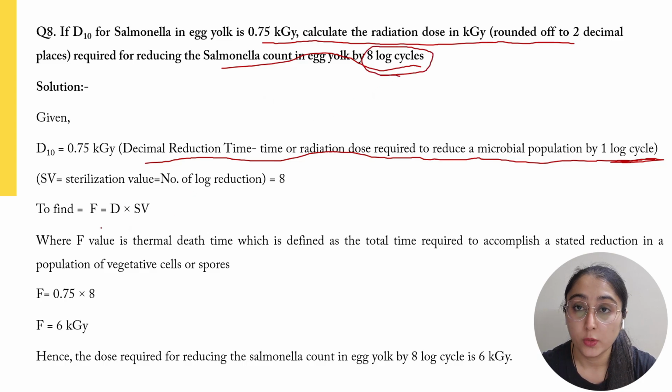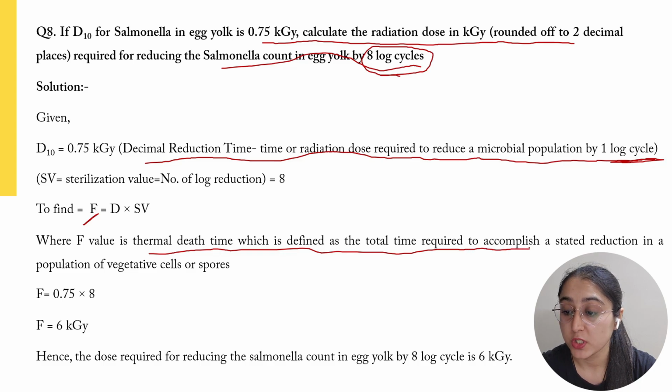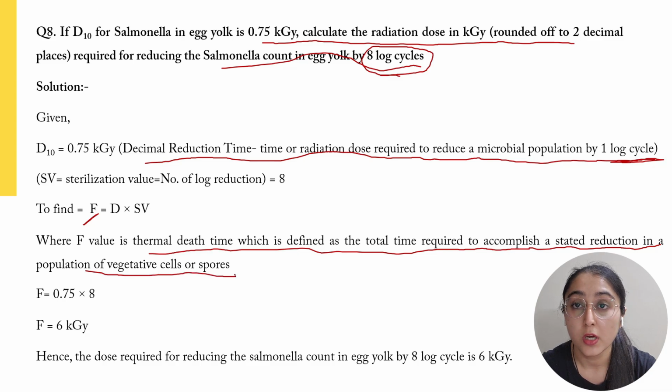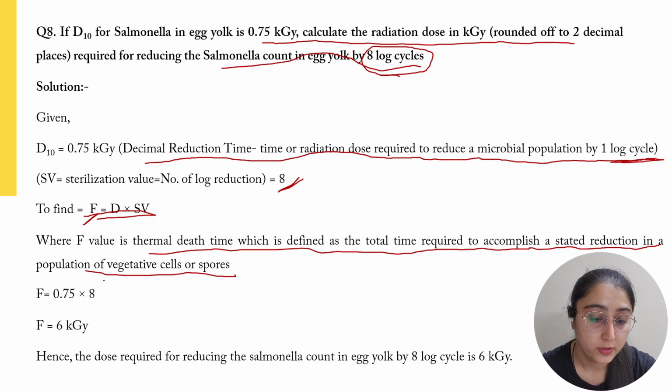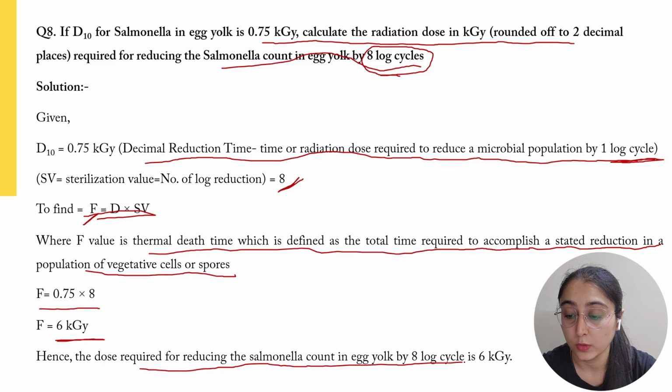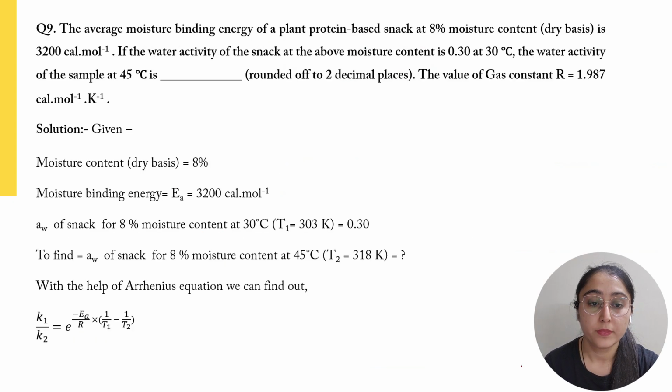So now what we need to calculate is the F value, because the F value is the thermal death time, which is defined as the total time or the radiation required to accomplish a stated reduction in the population of vegetative cells or spores, and we are given the sterilization value, that is the number of log cycles, 8. So we can use this formula, F is equal to D into SV, where SV is the sterilization value and D is the thermal reduction time. So putting in these values, we get 6 kg as the answer. Therefore, the dose required for reducing the Salmonella count in the egg yolk by 8 log cycles is 6 kg.